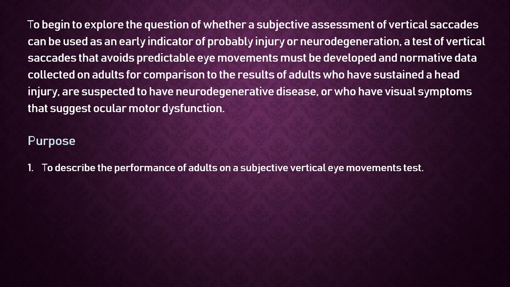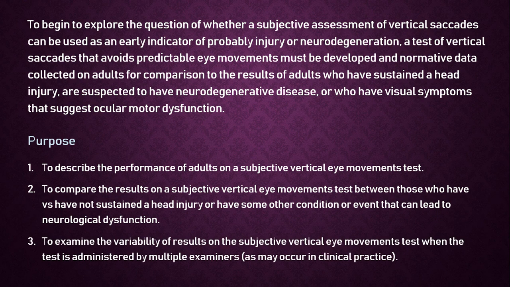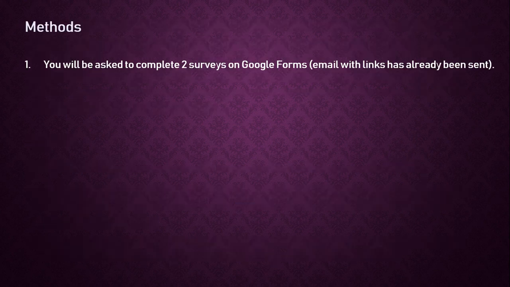The purpose of this study is to describe the performance of adults, you guys, on a subjective vertical eye movements test. We're going to compare the results between those of you who have and have not sustained a head injury in your past. We're also going to examine the variability of these results when the test is done by multiple people. This often happens in clinical practice: different people will be performing the same test, so we'd like to know whether they could get similar results.